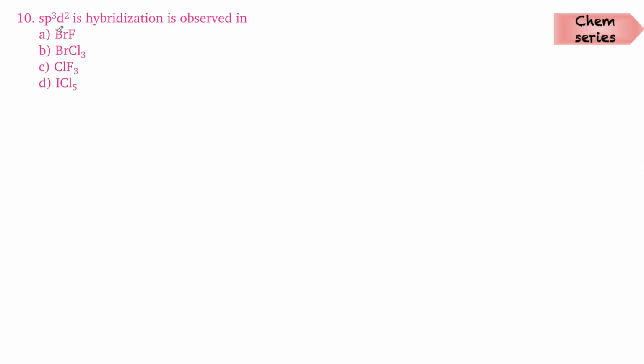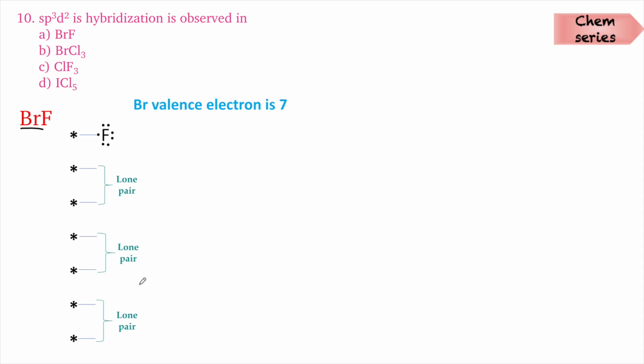Coming to the 10th question, that is, sp3d2 hybridization is observed in which of the molecules? Okay, so they have given 4 molecules and one of the molecules has sp3d2 hybridization and we have to find it out. First we will take BrF, bromine will be your central atom and its valence electron is 7. It has only 1 fluorine atom, so it takes only 1 valence electron for the bond formation, and all the remaining valence electrons will be non-bonded electron pairs. It forms 3 non-bonded electron pairs.